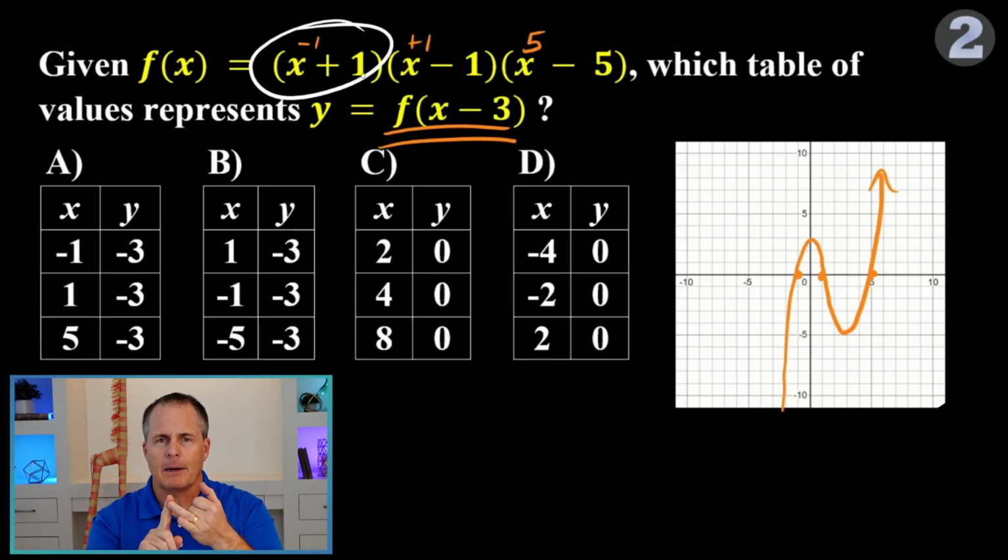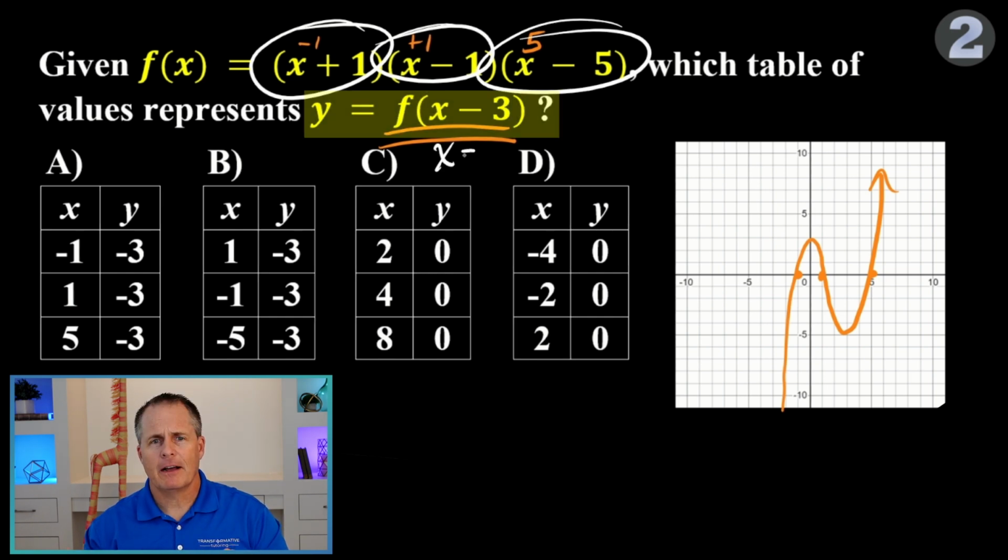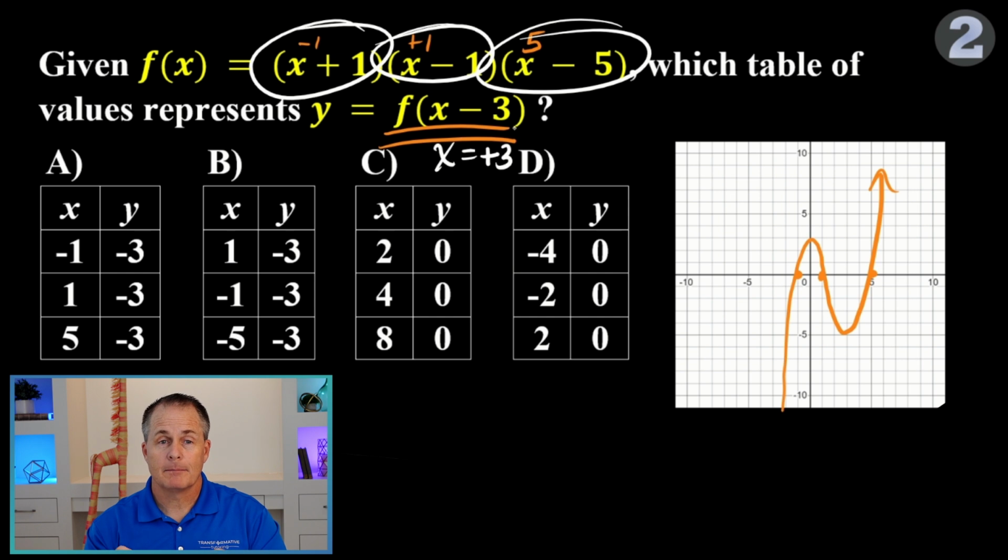You know that brain cell that you just used to figure out that x equals -1, +1, and 5 up there on that problem? Use that same brain cell to figure out that x needs to be +3. So this graph is going to move to the right +3 units.